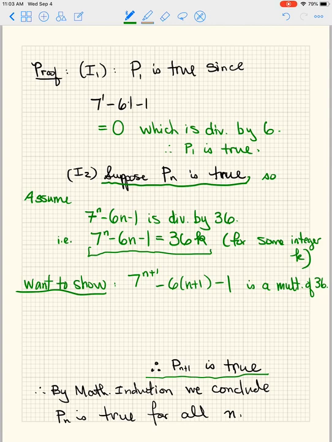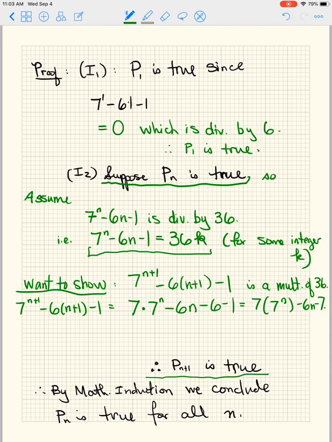So let's see if I can simplify, right? Well, I look at 7 to the n plus 1. Well, that's going to be just 7 times 7 to the n. Right, so if I do some simplification, I see that's going to be 7 times 7 to the n minus 6n minus 6 minus 1. If I simplify, I'm going to get 7 times 7 to the n minus 6n minus 7.